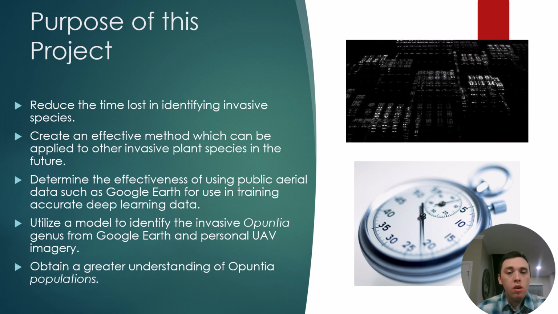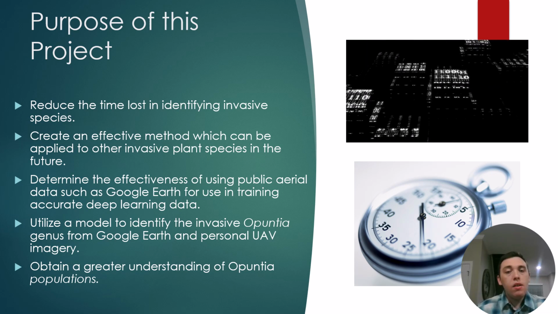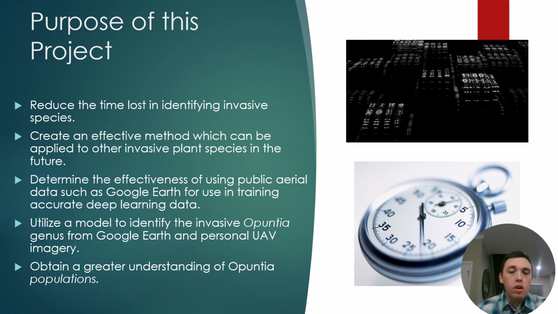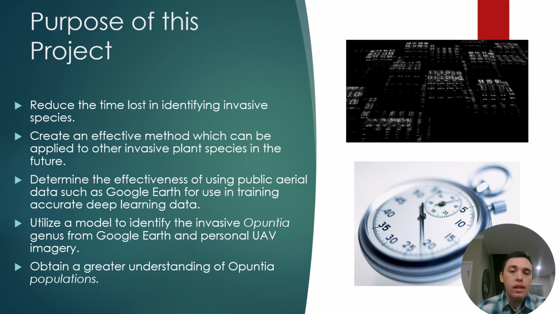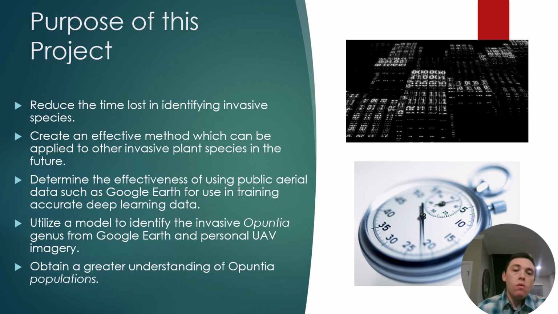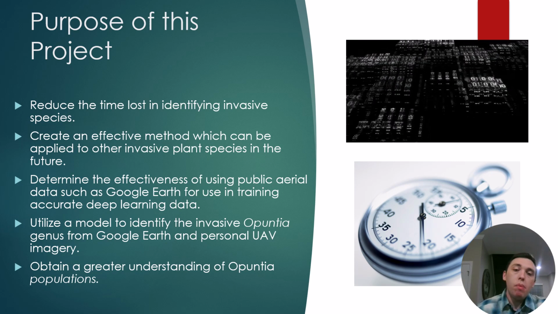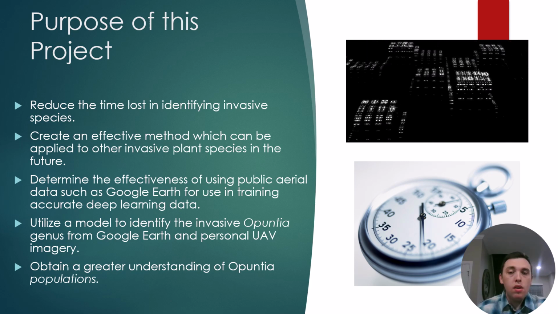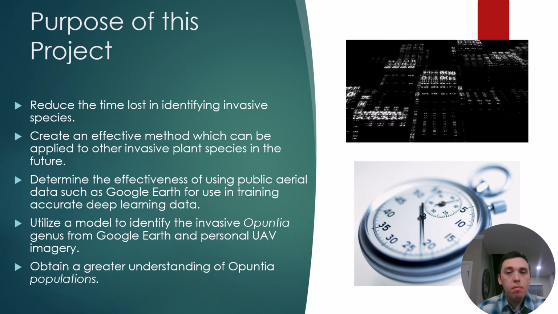Now, to reach this goal, this ongoing project explores the effectiveness of utilizing public aerial imagery from sources such as Google Earth for training effective deep learning data. This would allow for an alternative option for scientists to acquire data instead of having to spend money on expensive aerial imagery. While also the project is meant to lead to a better understanding of Opuntia populations as a way to better manage and control them.